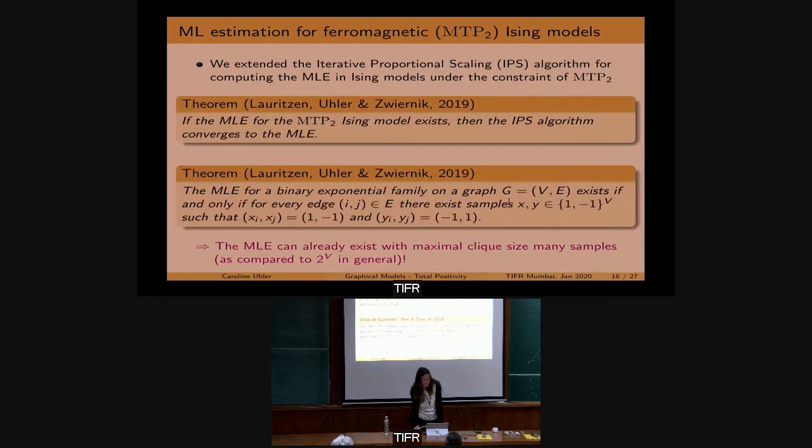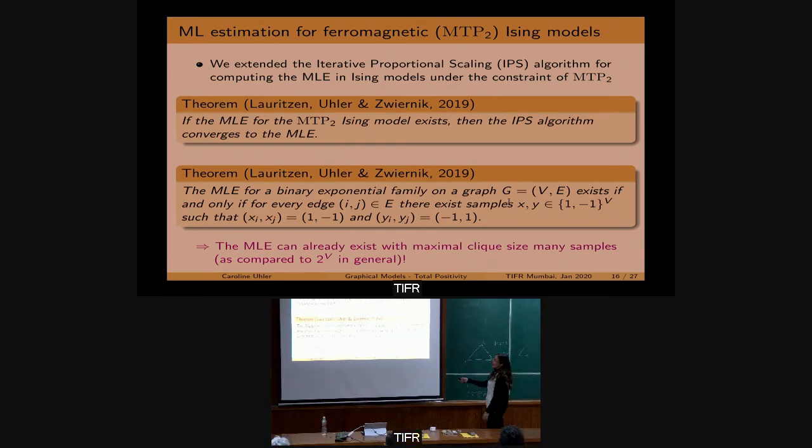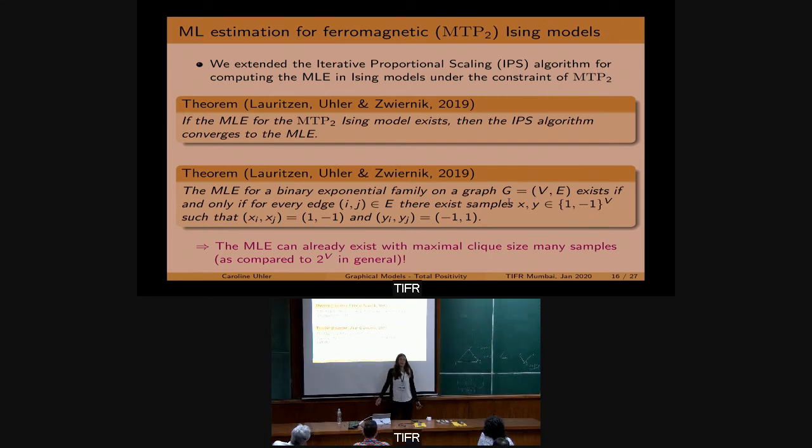Ising models, same thing. So we just did this recently. So in Ising models, I mean, usually use the IPS algorithm to actually get your MLE, if it exists. We developed an IPS algorithm for the MTP2 setting, and you get the same kind of result: in general, you need a huge number of samples for the MLE to exist in an Ising model. Now again, if you have a graph, you just need as many samples as the clique size, the maximal clique size, for the MLE to exist. So now suddenly you can actually apply this to binary data, which is very high dimensional, where you could usually not do any of this estimation, and I'll show you an example afterwards.